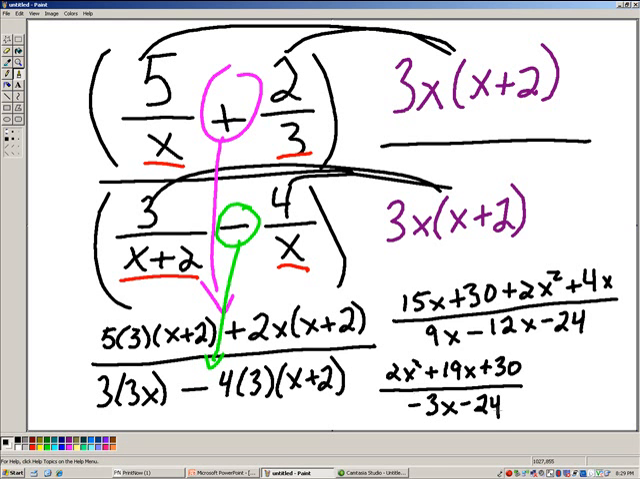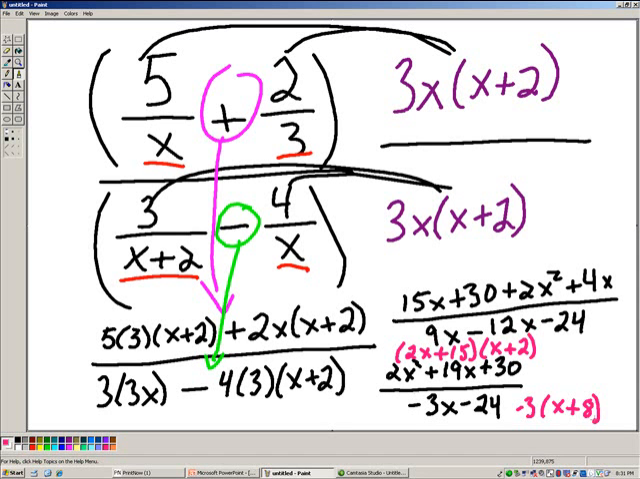But it's not. In method 1, everything was in its factored form. In method 2, everything ends up in its multiplied form. They're the same thing, though. If you were to factor everything down, then it would be 2x plus 15 times x plus 2 over negative 3 times x plus 8, which is what we had when we used method 1. So you get the same results either way.